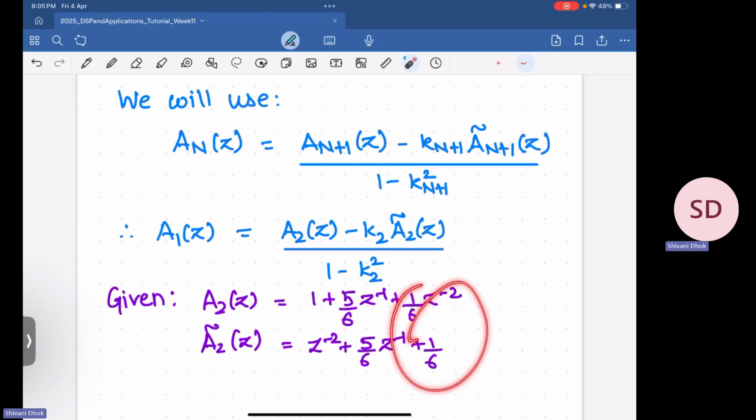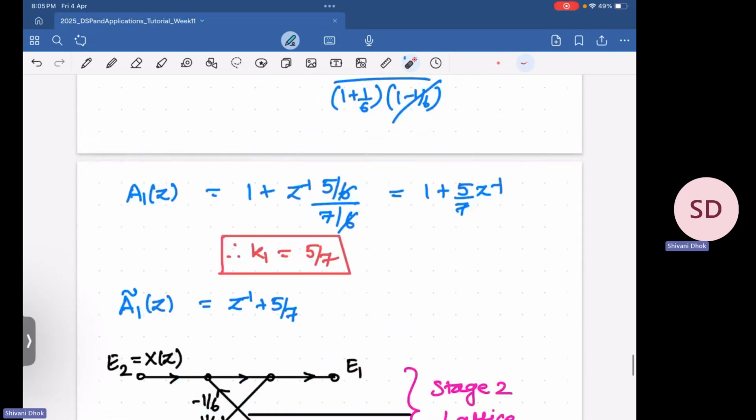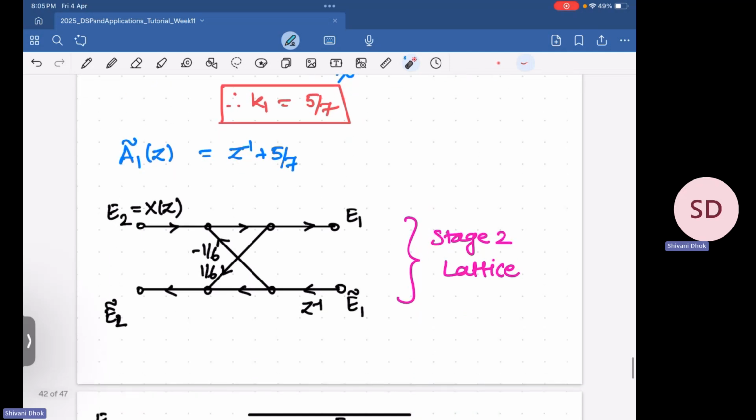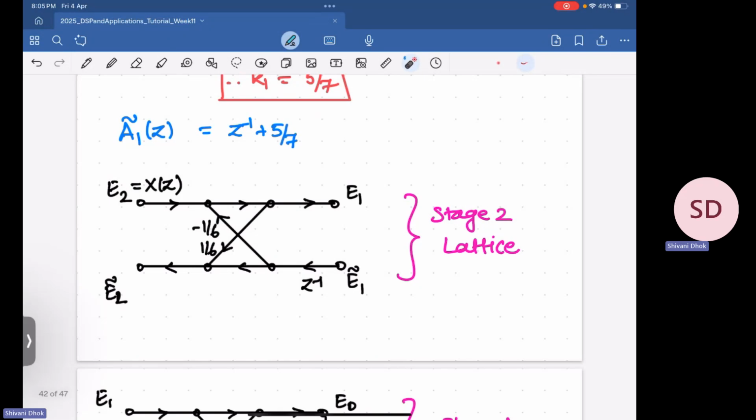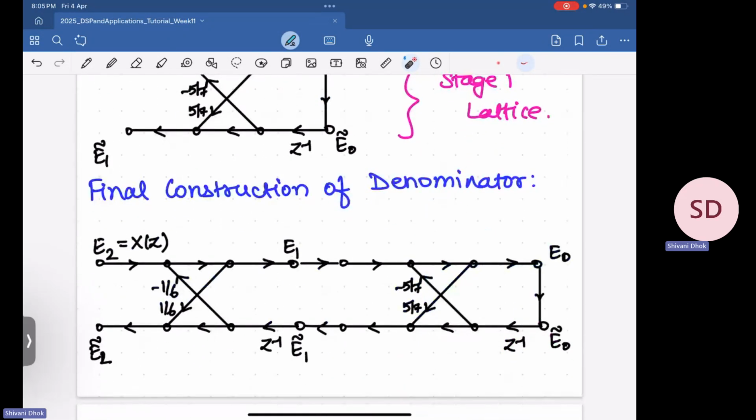Now we'll substitute these and simplify, and after simplification we'll get A1 of z, which should be a degree 1 polynomial. That comes out to be something like this. Again we'll compare the coefficient of z to the power minus 1 to get k1, which comes out to be equal to 5 by 7, and A1 tilde of z is simply z inverse plus 5 by 7. After that, we use the values of k1 and k2 in the repetitive structure of the lattice to get the final construction of our denominator.